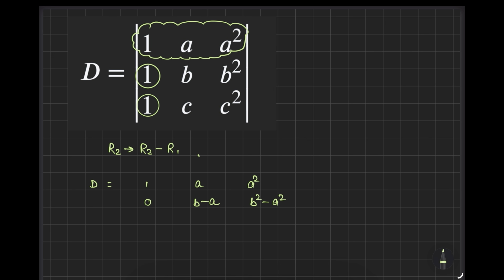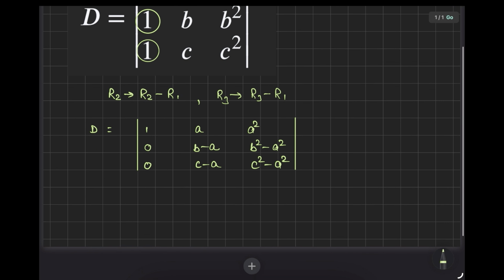Comfortable? Now also you can manipulate row 3. So look at the transformation which I am applying in row 3. It is row 3 minus row 1. So I am using only one row to manipulate the other two rows. So this thing will become 0, this thing will become c minus a, and this thing will become c square minus a square. I hope this thing is okay.